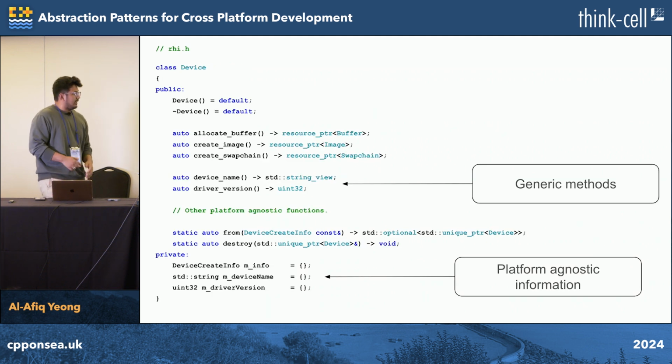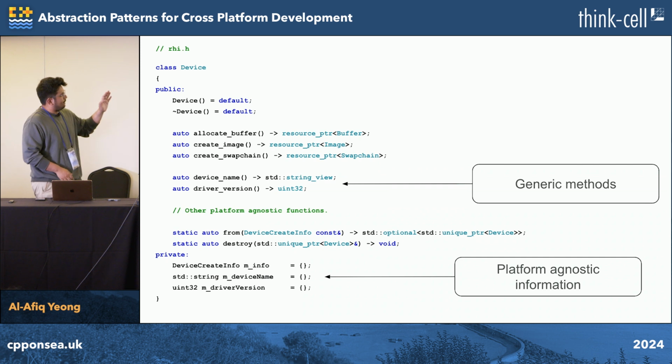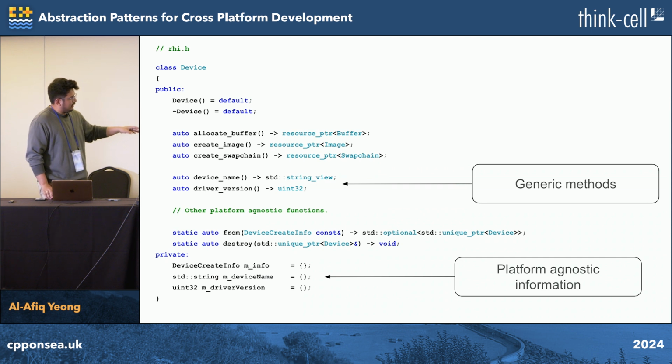So the way you would do this is that the base class, which acts as an interface, contains all of the platform agnostic information. You still have the methods that you want to expose as part of your library, right? You can include generic methods like the device name or driver version. When I say generic methods, I mean methods that you don't really need to call the API of the platform to retrieve. It could be some pre-computed value.